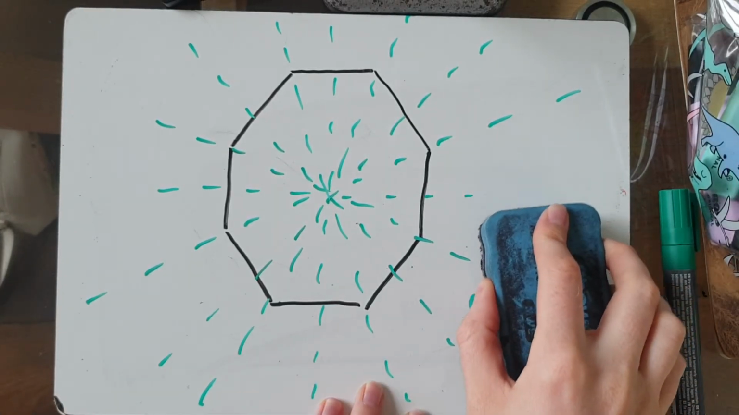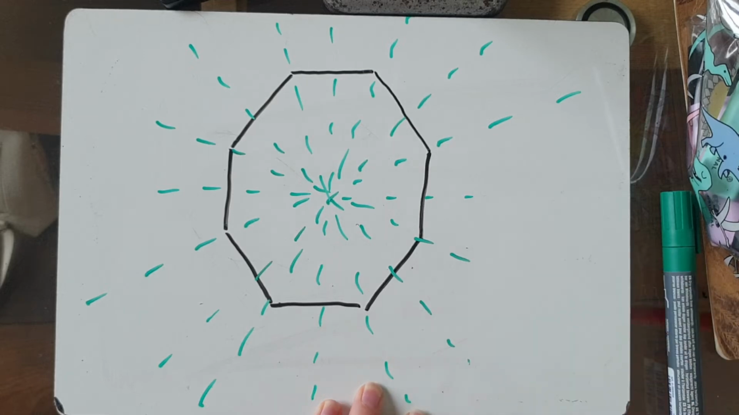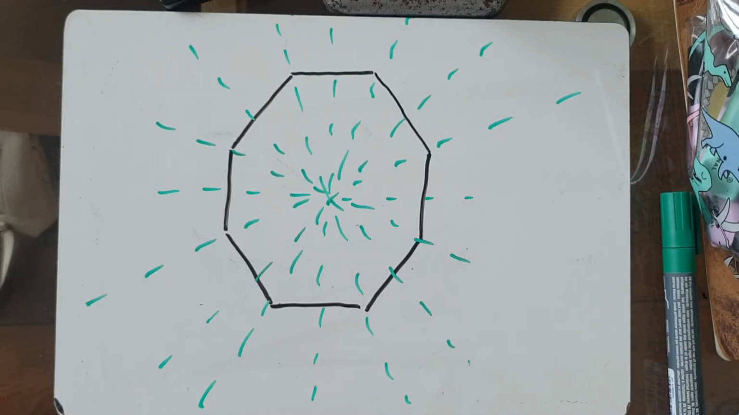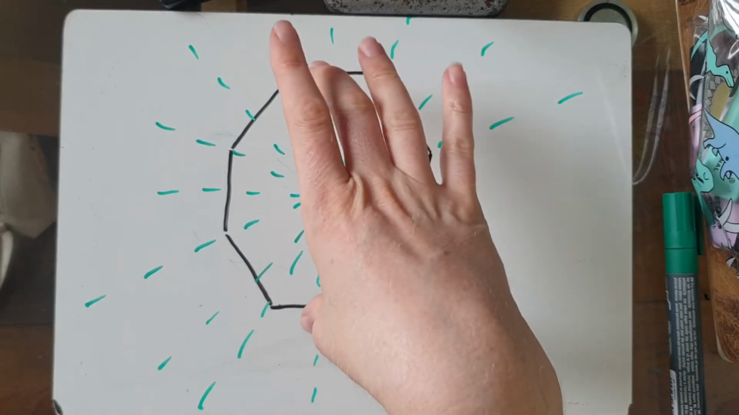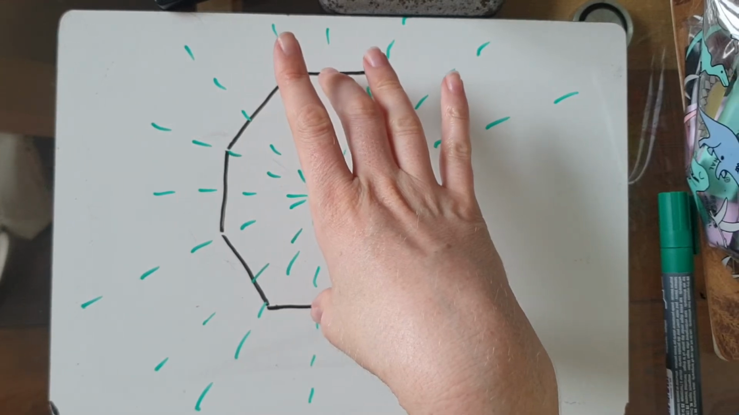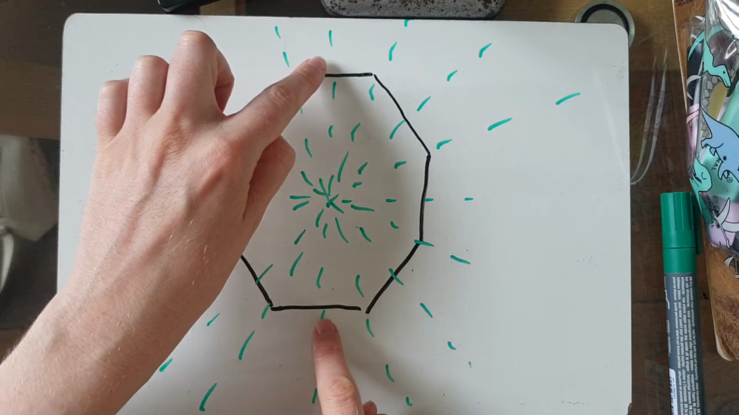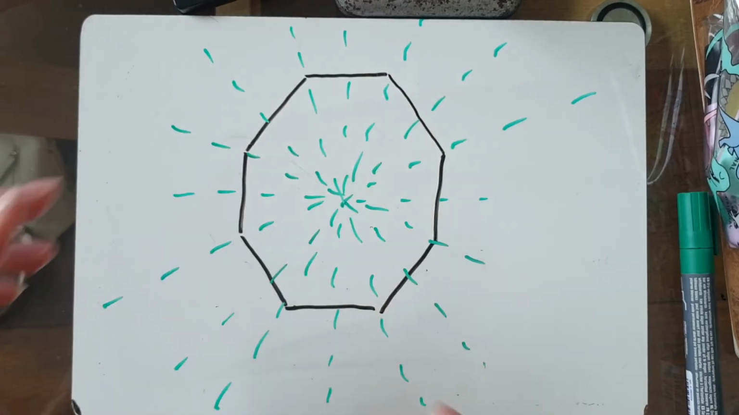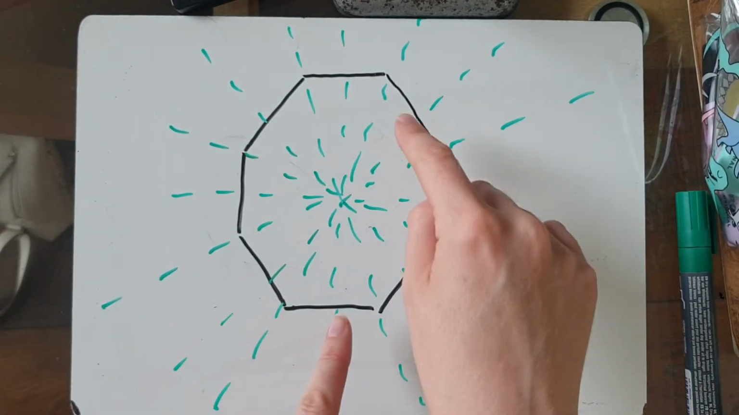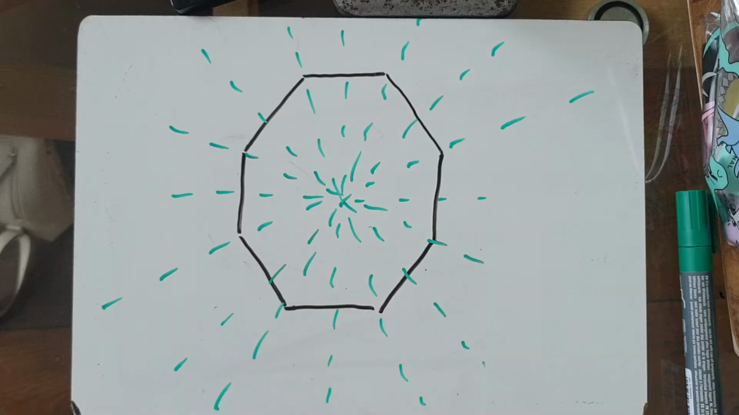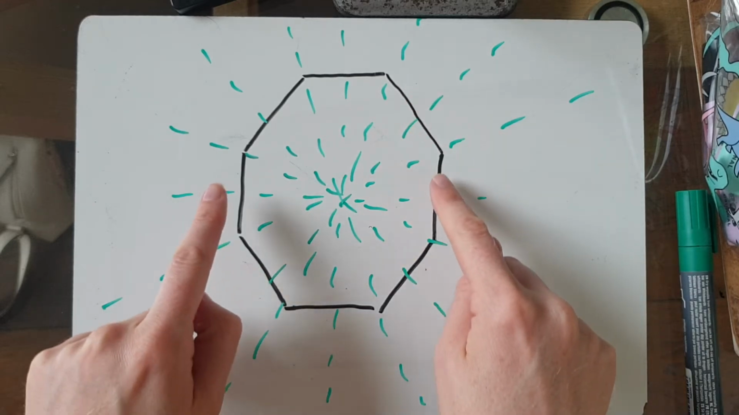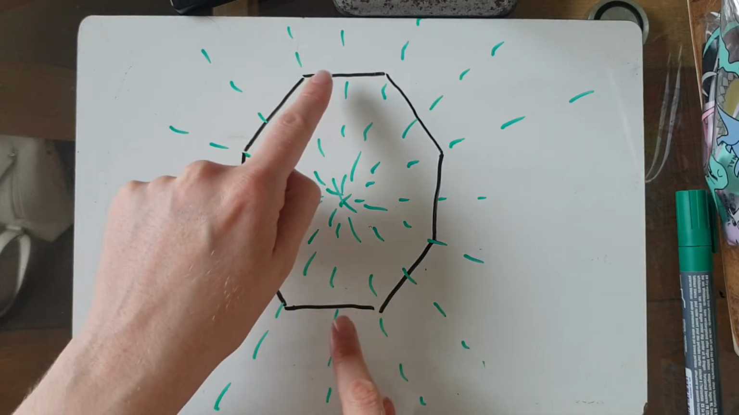Rotational symmetry is where we can rotate the shape and it will sit exactly on top of itself. So if I take this shape and I rotate it so that this line and this line move round to here, if it were a regular octagon, it should sit exactly on top of itself. And again, we could rotate it here, here, and here.